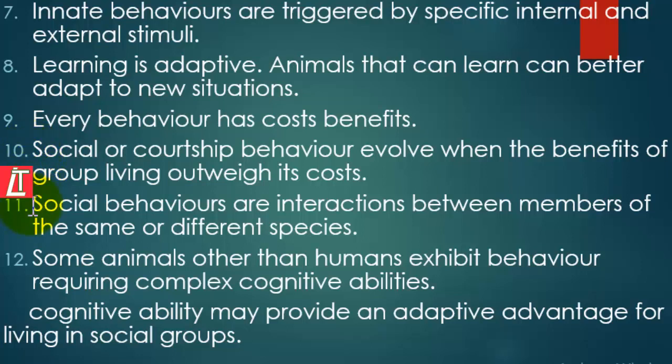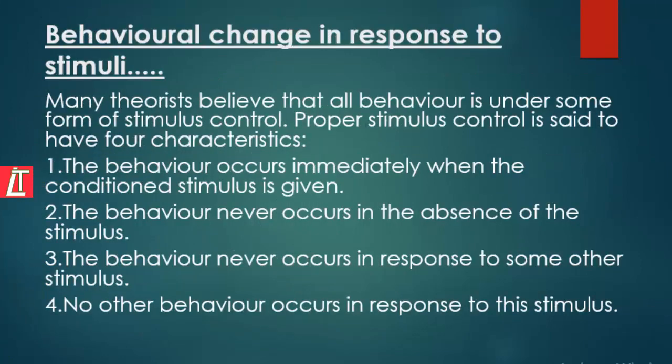Social behaviors are interactions between members of the same or different species. Some animals, other than humans, exhibit behavior requiring complex cognitive abilities. Cognitive ability may provide an adaptive advantage for living in social groups. Behavioral change in response to stimuli. Many theorists believe that all behavior is under some form of stimulus control.